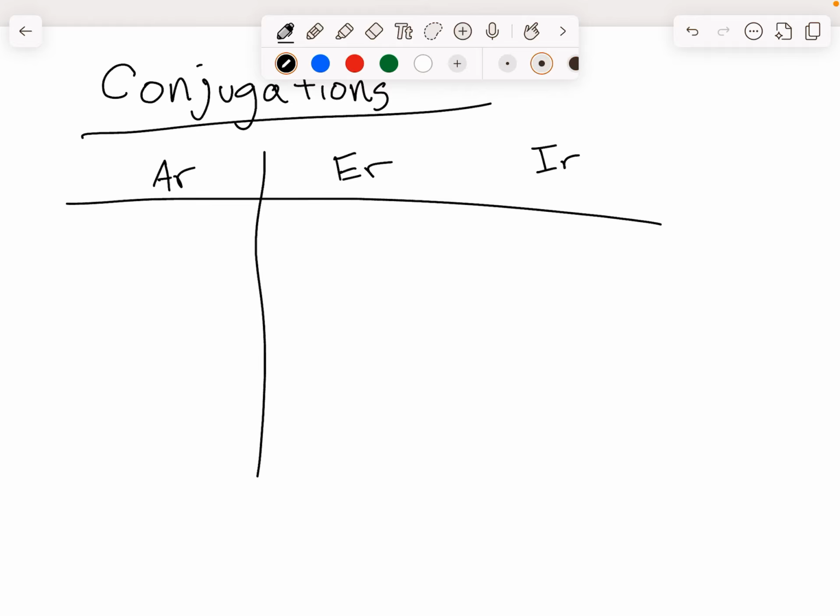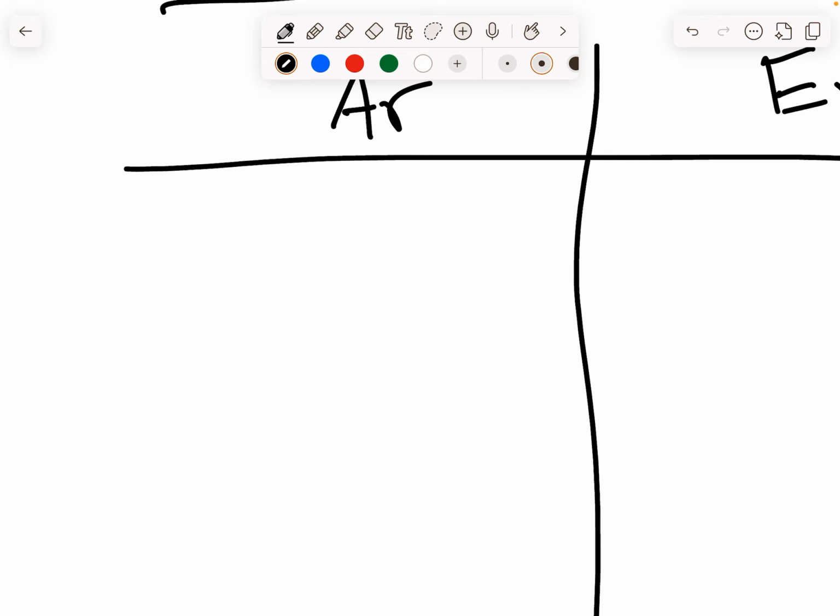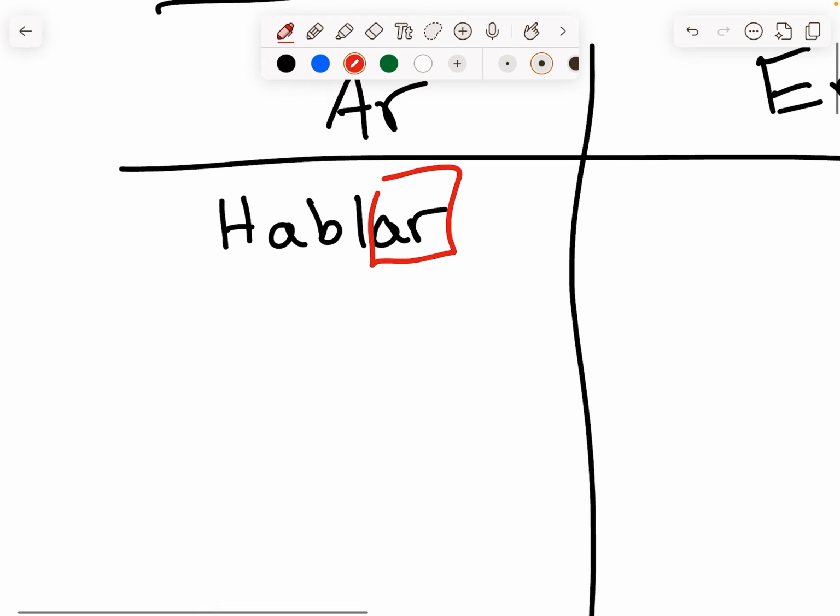Today we're going to be talking about verb conjugations in the present tense. Now, each Spanish verb ends in either AR, ER, or IR, and this is called the ending. So if we have the verb hablar, which means to talk, we can identify the AR as the ending and the HABL as the stem.